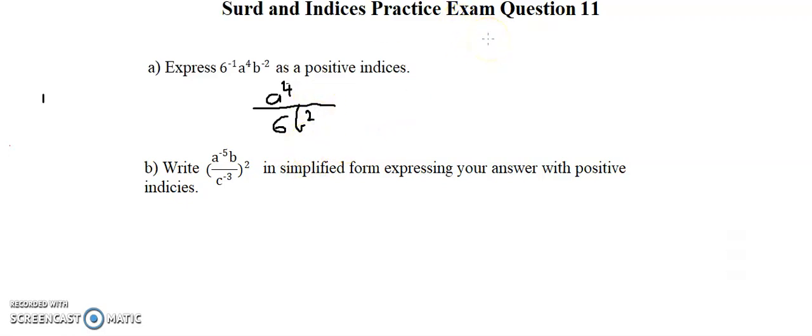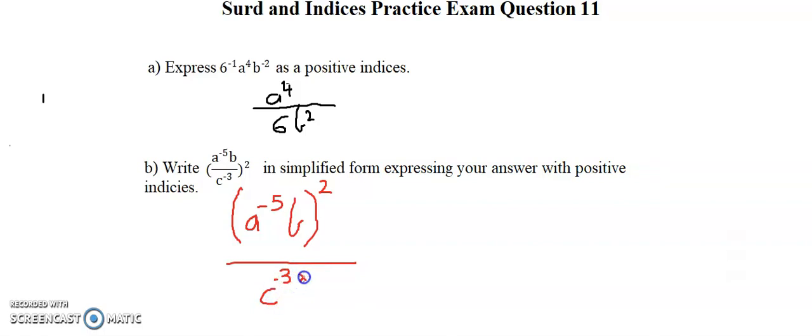Write a to the power of negative 5, b, divided by c to the power of negative 3, in brackets, to the power of 2, in the simplified form. So because everything is to the power of 2, that means we have a to the power of negative 5b in brackets to the power of 2 because it applies to the numerator and it applies to the denominator. So I've got c negative 3 to the power of 2, which is just saying I'm two groups of it.